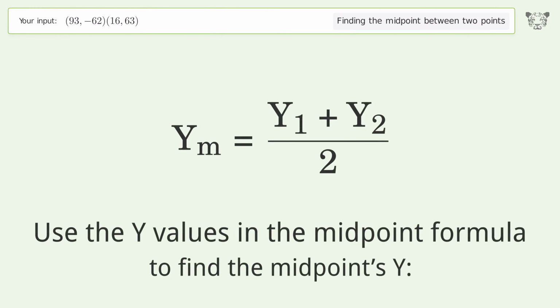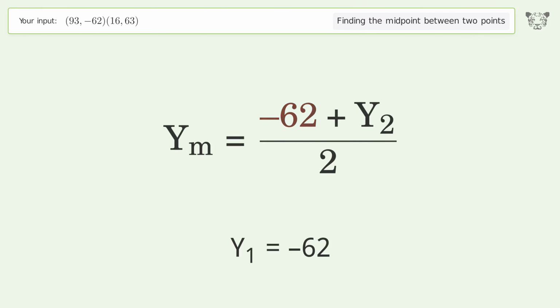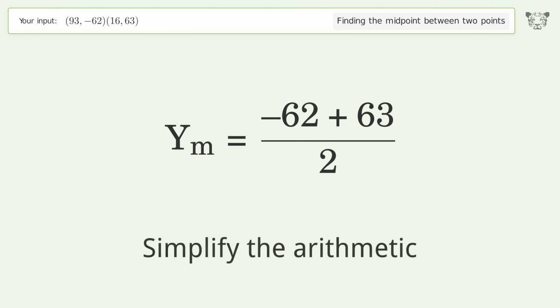Use the y values in the midpoint formula to find the midpoint's y. y1 equals -62. y2 equals 63. Simplify the arithmetic.